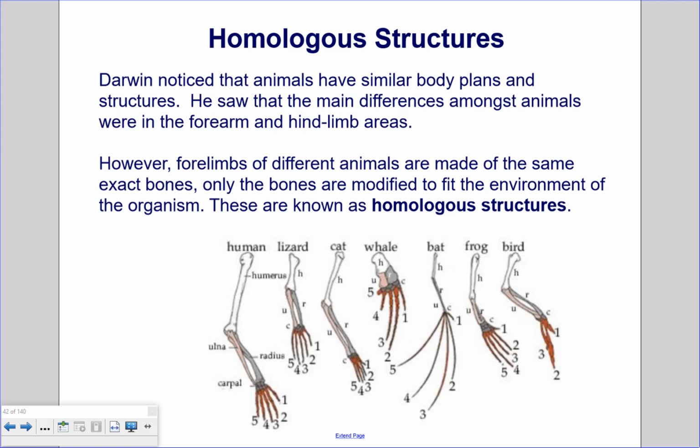Homologous structures. Darwin noticed that animals have similar body plans and structures. He saw that the main differences amongst animals were in the forearm and hind limb areas. However, forelimbs of different animals are made up of the same exact bones, only the bones are modified to fit the environment of the organism. These are known as homologous structures. So here we have a diagram of different forelimbs of various organisms, including humans.